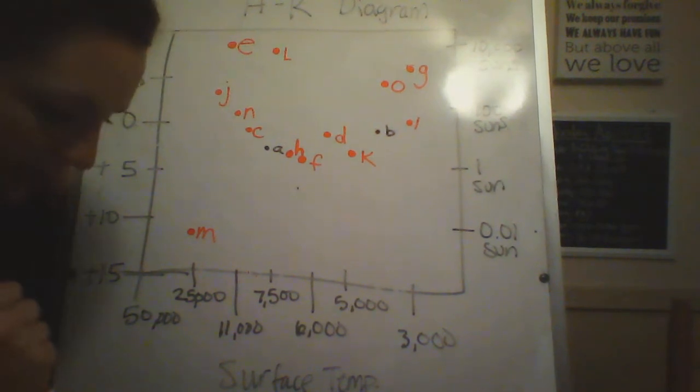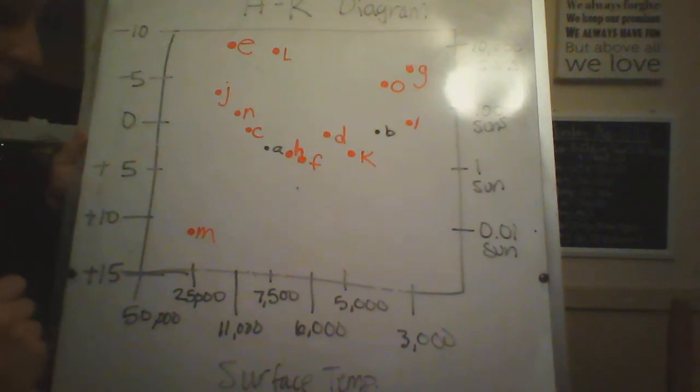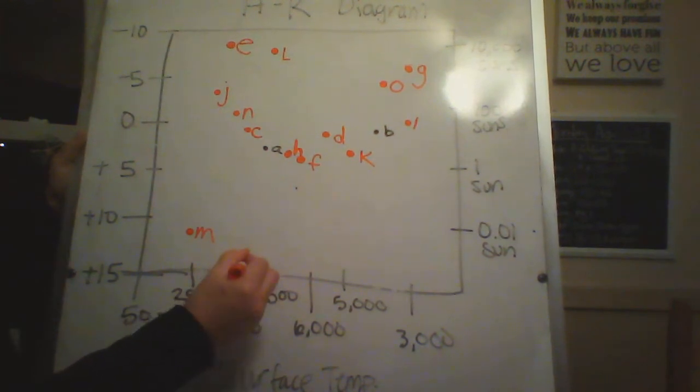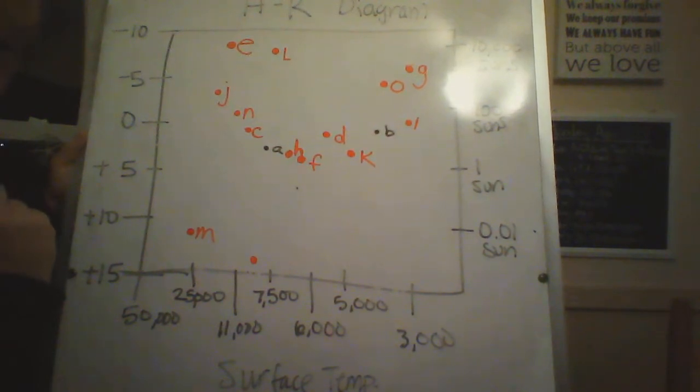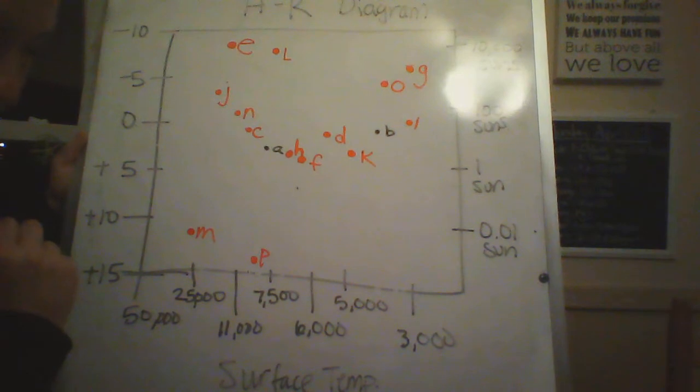Next we have P, and that's going to be for star Procyon B. Procyon B is 8,000 kelvins, so about right here, and we are at positive 13.0. So right above where we're at, positive 13.0. And we're going to label that P.